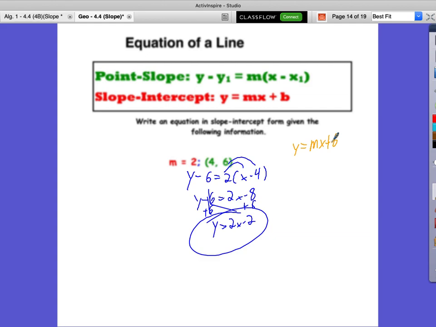We know the m is 2. y equals 2x plus b. We don't know b yet, but we have a point. So something you can do is plug in 4 as the x and 6 as the y and solve for b if you want. 6 equals 8 plus b, subtract 8, negative 2 equals b. Now we can plug it back in, y equals 2x minus 2. You get the same answer. If you prefer one or the other, that's cool. If what I just did confused you, ignore that it happened.